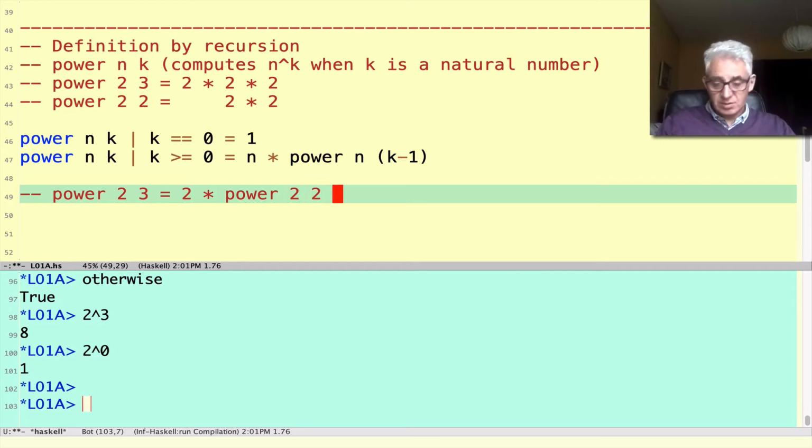which is, I'll just simplify on the spot, 2. And what happens next is that in order to multiply 2 by something, we need to work out what this something is. So we apply the rules again. Again, we apply this equation to simplify this further to 2 multiplied by 2 multiplied by power 2 and 1.